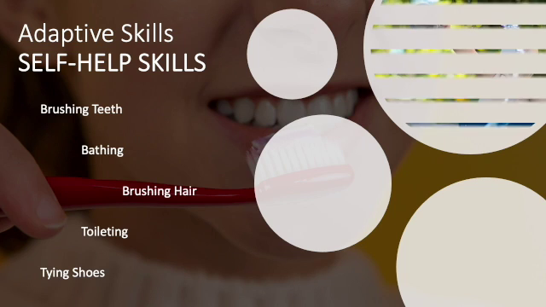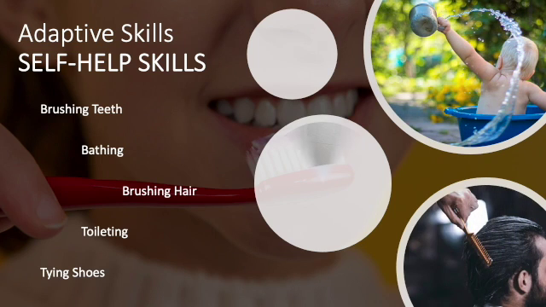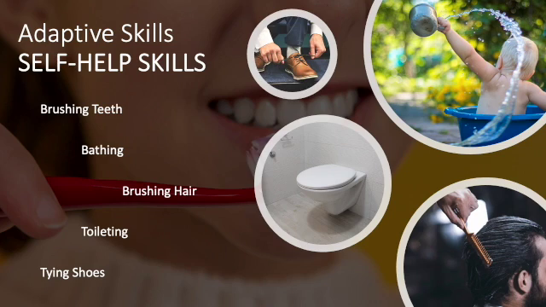Next, we have self-help skills. We need to have students with intellectual disabilities practice brushing their teeth, bathing, brushing their hair, toileting, and again, tying their shoes. These are all things that contribute to the everyday quality of life.